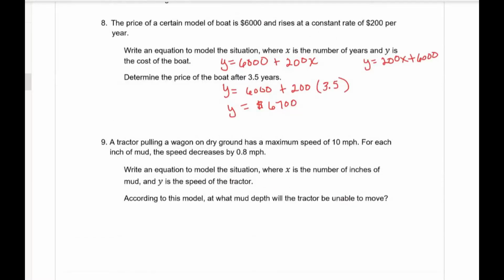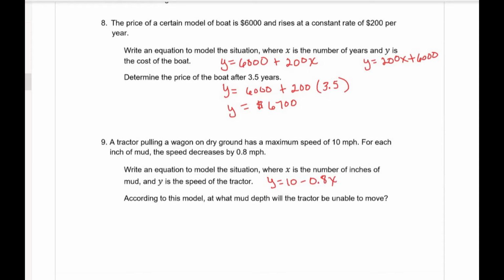Okay, problem number 9. A tractor pulling a wagon on dry ground has a maximum speed of 10 miles per hour, and for each inch of mud, the speed decreases at 0.8 miles per hour. Write an equation to model the situation where x is the number of inches of mud and y is the speed of the tractor. Well, the maximum speed that we know is 10, so we can start off with the speed being 10, and then it's going to go down for every inch of mud. So the decrease is 0.8 times x.